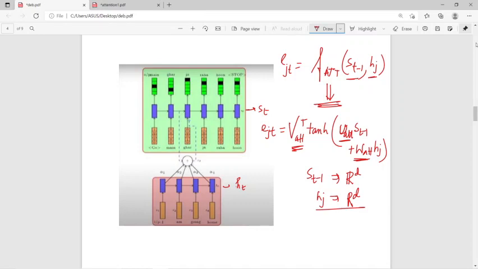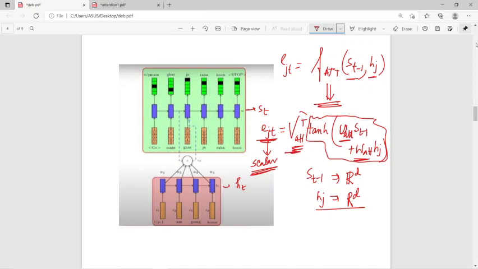So we know that the tanh portion gives a vector, and this value is nothing but a scalar quantity. That means you have to introduce another vector such that if you take the dot product of that, it will give you the scalar. That's why you have to introduce this quantity.